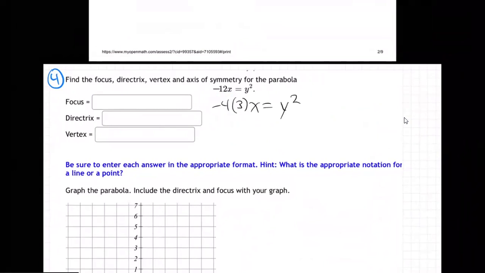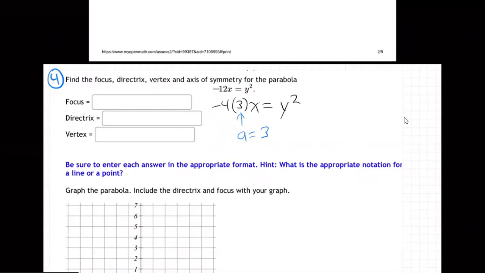And why do we do that? It seems like a weird thing, but it gives us the A, which is the most important thing we need to find all of our stuff. So whatever they give you, you factor out 4 or negative 4 from the other side. Then you get your A.